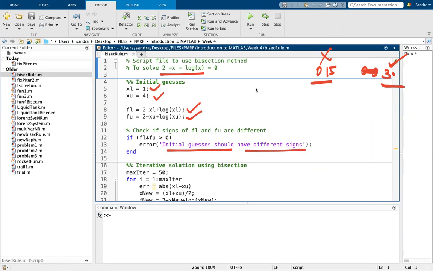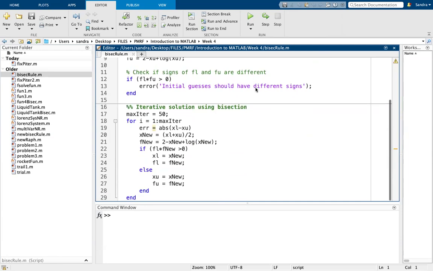If both initial guesses are positive, positive multiplied by positive will give you positive. If both are negative, again you will get positive. So that's the condition we use here. If one is negative and the other is positive, the multiplication will give you negative. This is the condition to check if both values have different signs. If the functions have different signs, then we proceed into the solution further.